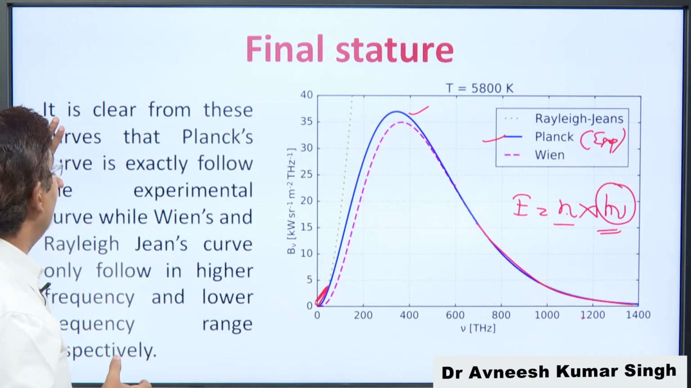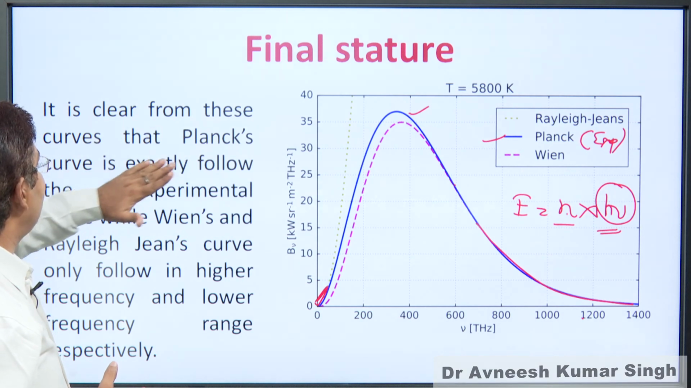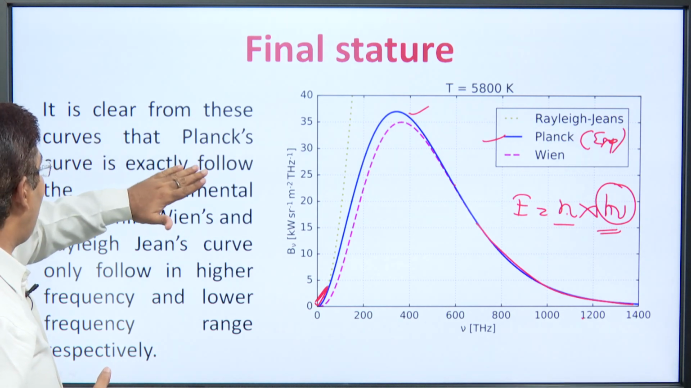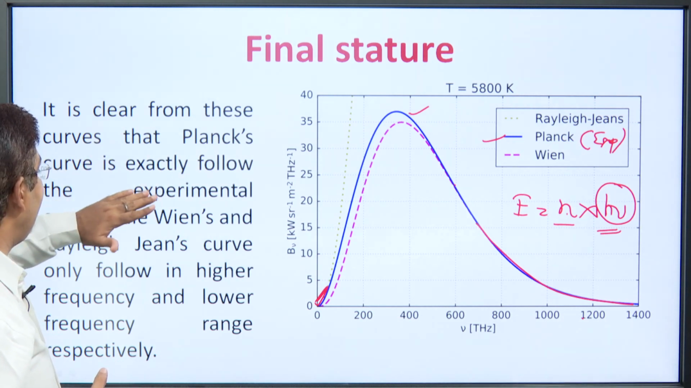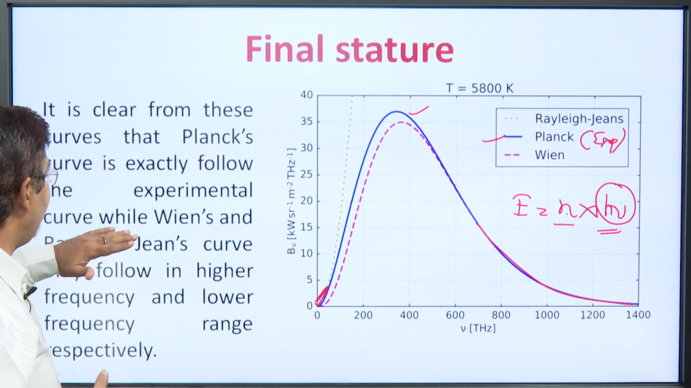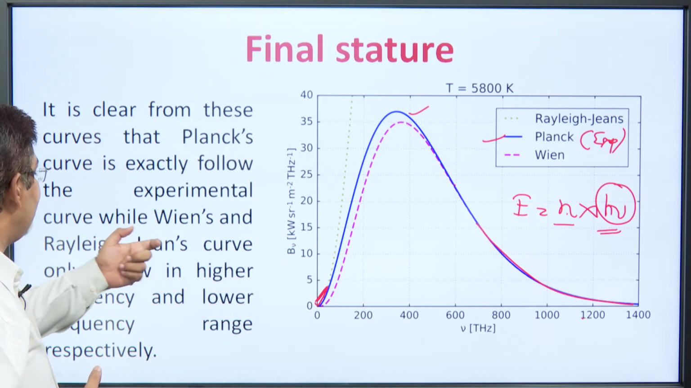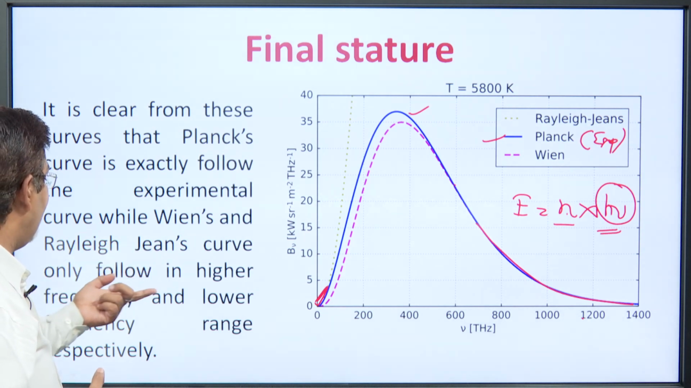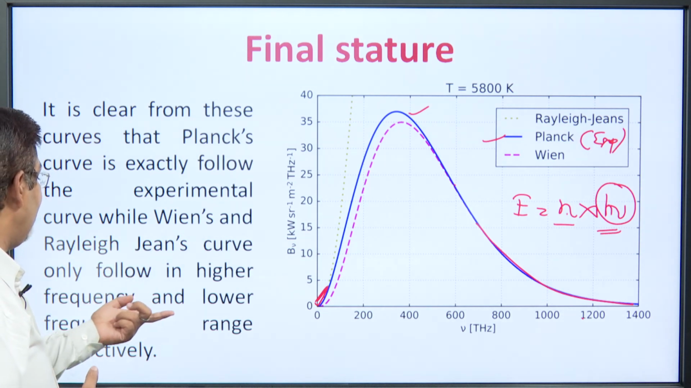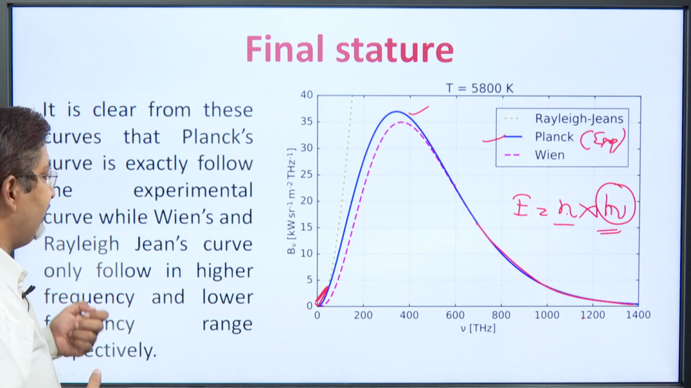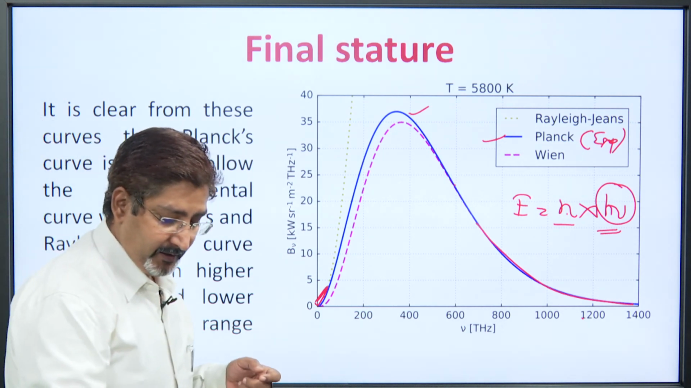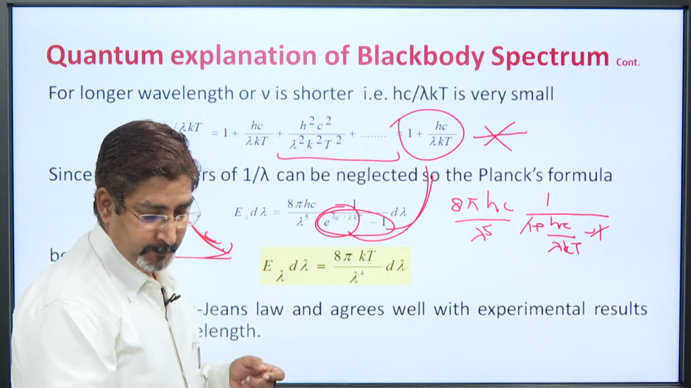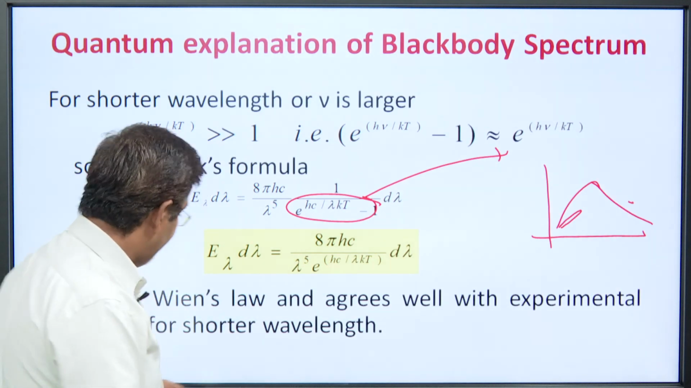So, it is clear from these curves that the Planck curve exactly follows the experimental curve, while the Wien and Rayleigh-Jeans curves only follow in the higher frequency and the lower frequency range. We can again see it in the previous slide. Again we are going to see these two slides.